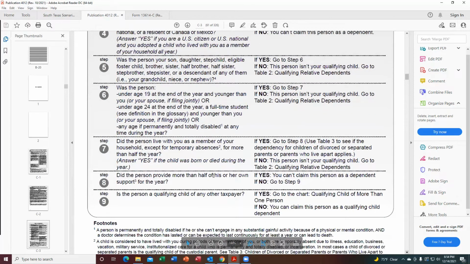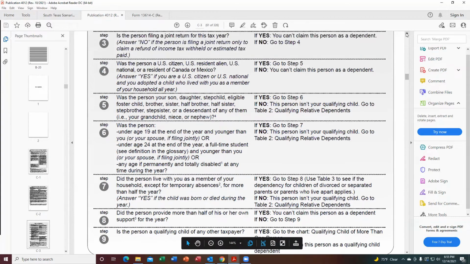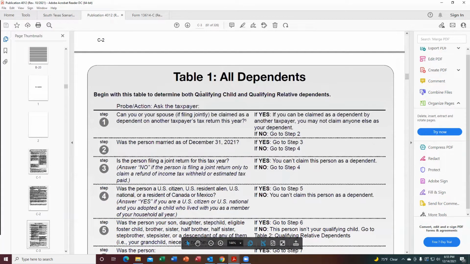So in particular, step number 6. And step number 6, it says, was a person under the age of 19 at the end of the year and younger than you, or under the age of 24 at the end of the year, a full-time student and younger than you, or, and then of course, there's the other one, any age if permanently and totally disabled at any time during the year. And again, this is determining dependence in general.